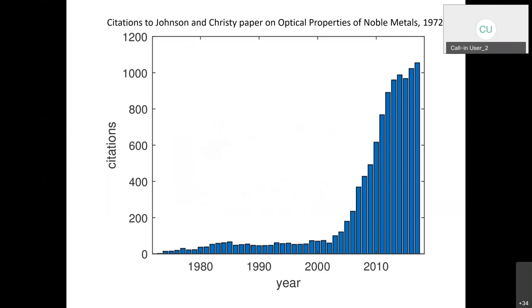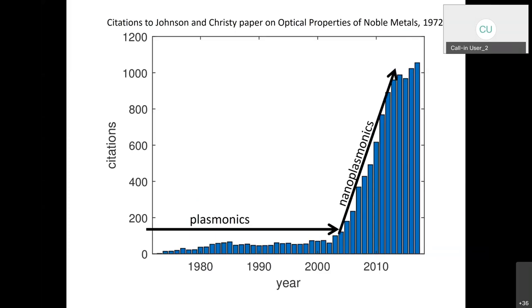Now, I probably don't need to tell you this, but certainly plasmonics has received a lot of attention in the last 2 decades or so. These are citations to the paper on the response of noble metals by Johnson and Christy. You can see that although plasmonics has been around for quite some time, only in the last two decades has there been a huge surge in the amount of research in this field. This is mainly because of a couple of factors.